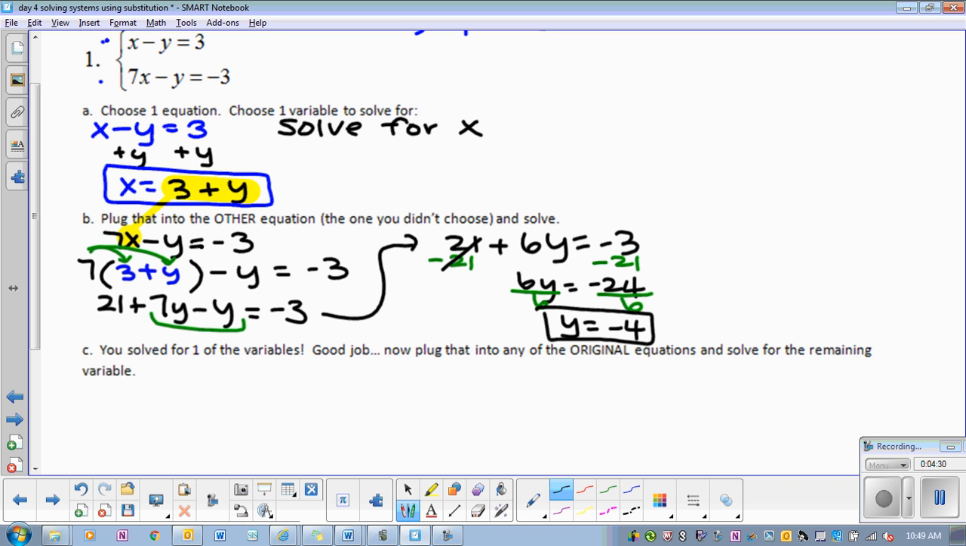Look at step C. You solve for one of the variables. Good job. Now, plug that into any of the original equations and solve for the other variable. Because if you look at your original, don't you have an x and a y? Since you found y, now you can solve for x. So pick the easier one. I'm going to choose the first one, x minus y equals 3.